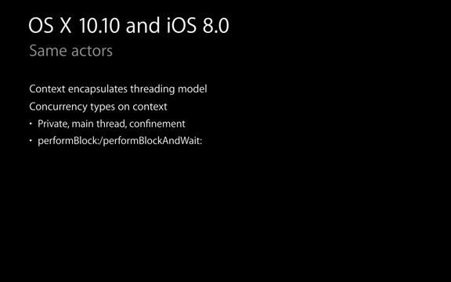Well, the story at the context level is exactly the same. Context is still an actor. It still has a queue. It still has the same concurrency types. You still message it using performBlockAndWait.